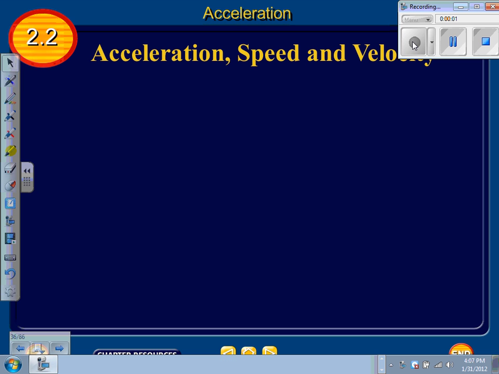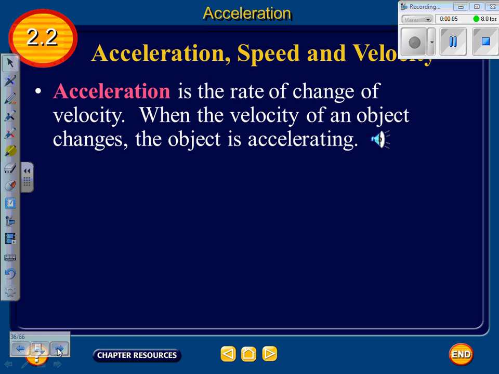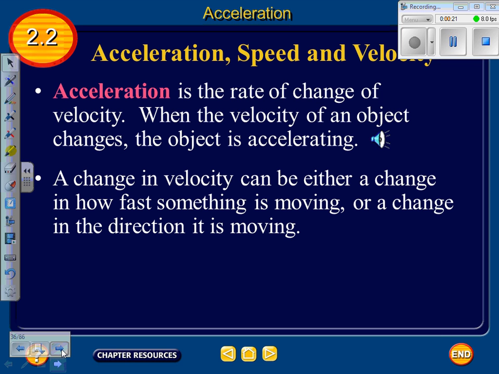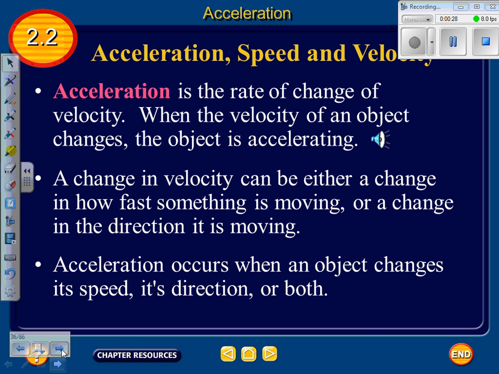Section 2 of Chapter 2 deals with acceleration, speed, and velocity. The definition of acceleration is the rate of change of velocity. When the velocity of an object changes, the object is accelerating. If you remember from Section 1, the definition of velocity is speed in a given direction. Change in velocity can be either a change in how fast something is moving or a change in the direction it is moving. So, acceleration occurs when an object changes its speed, its direction, or both.